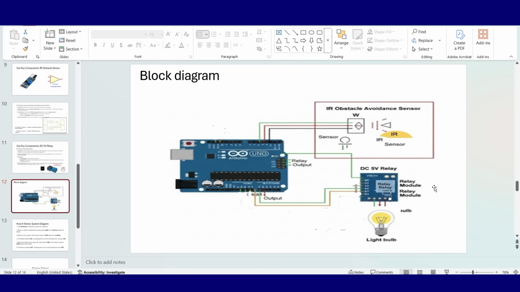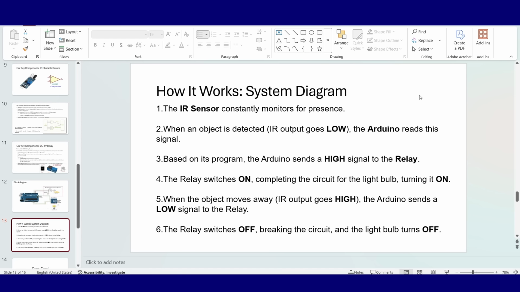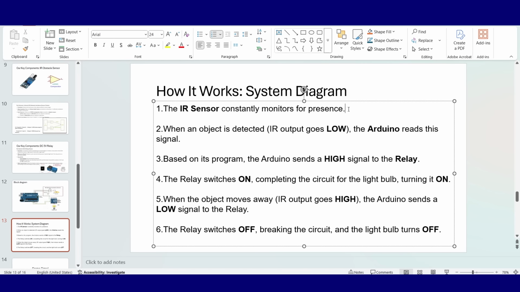So how does this automatic lighting system work? What are the steps that it follows? Number 1, the IR sensor constantly monitors the presence. It keeps detecting whether any object is there. When an object is detected, the IR output goes low and the Arduino reads this signal. The output of the IR obstacle sensor goes low.